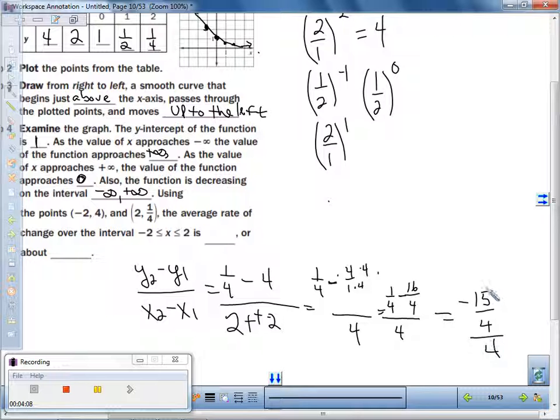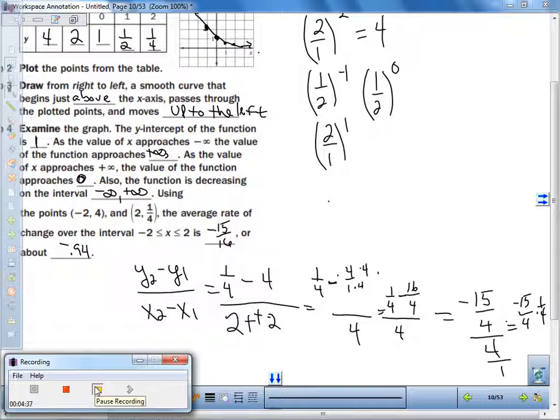Okay, so we're dividing a fraction by a whole number, so we're going to actually flip this. So when we do that and multiply, we end up with -15/4 times 1 over 4. So we end up with -15 over 16. And then if we change that to a decimal, we end up with -0.94. Now the slope is negative because of the way we're tilted and coming down. So that's why we end up with a negative slope here, our average rate of change.